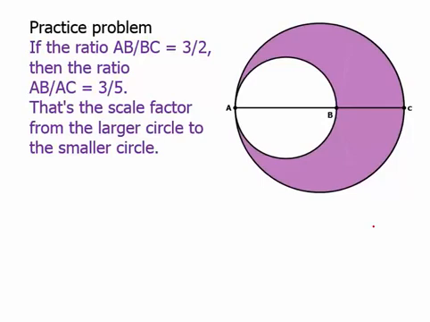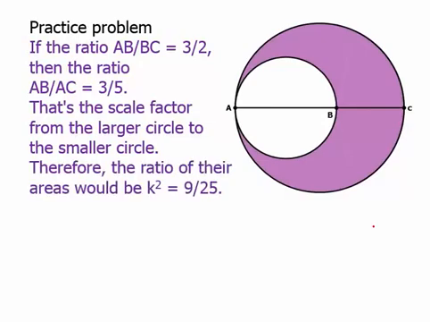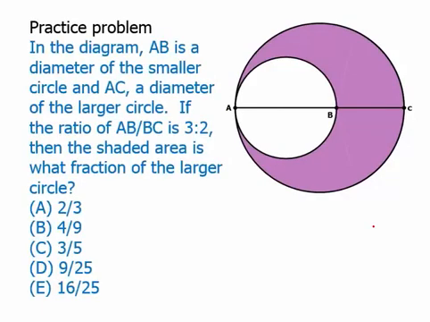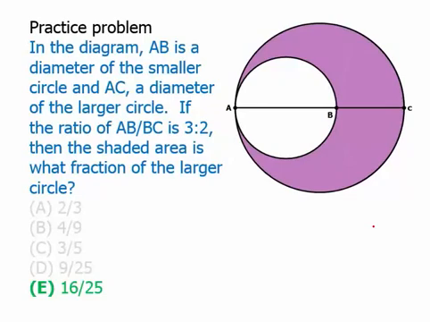Well, once we have a scale factor, we want a ratio of areas, we square that. The ratio of the areas would be k squared, or 9/25, where 9 would be the smaller circle, the circle that is missing, and 25 would be the total area of that larger circle. So what's going on here is we've removed the smaller circle from the larger circle, so we've removed 9/25 of the larger circle. And if 9/25 of the larger circle is missing, how much is left? Well, 1 minus 9/25 is 16/25. Go back to the answers, and we choose 16/25. And that is the ratio of the shaded figure to the larger circle.